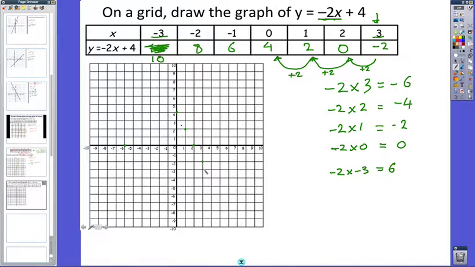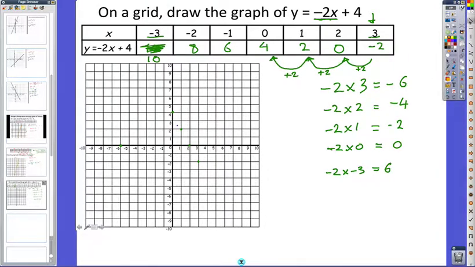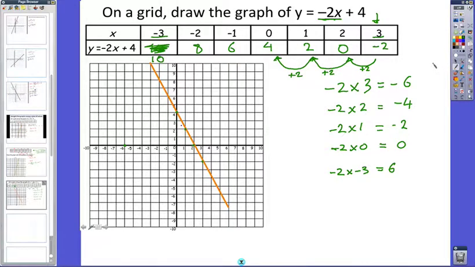Can you already imagine a straight line that's going to go through these points? If you can't see it already, just put your ruler down and see if your ruler goes through all those points. If it does, you can stop and just draw your straight line, which is going to look something like this. And here's your straight line that goes through all those points, and you've just drawn the graph, or drawn the equation, y equals minus 2x plus 4. Just a quick tip at the end.